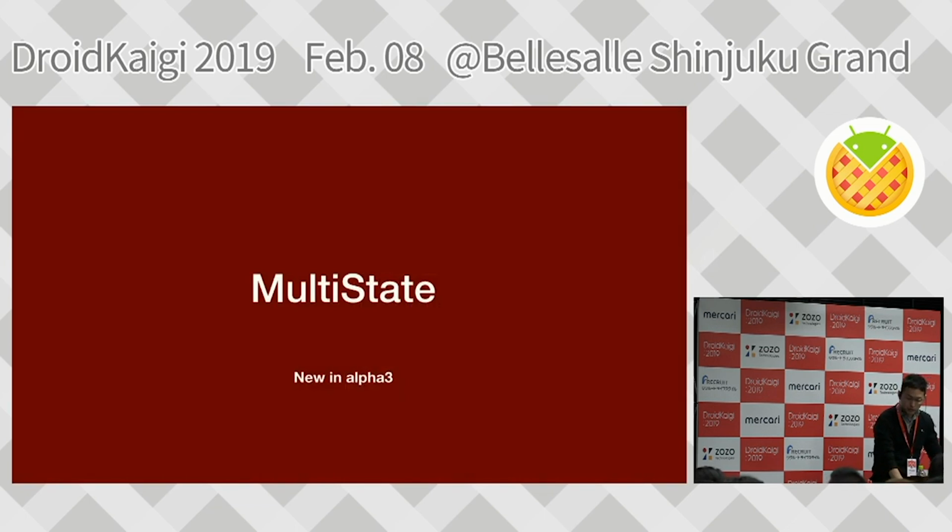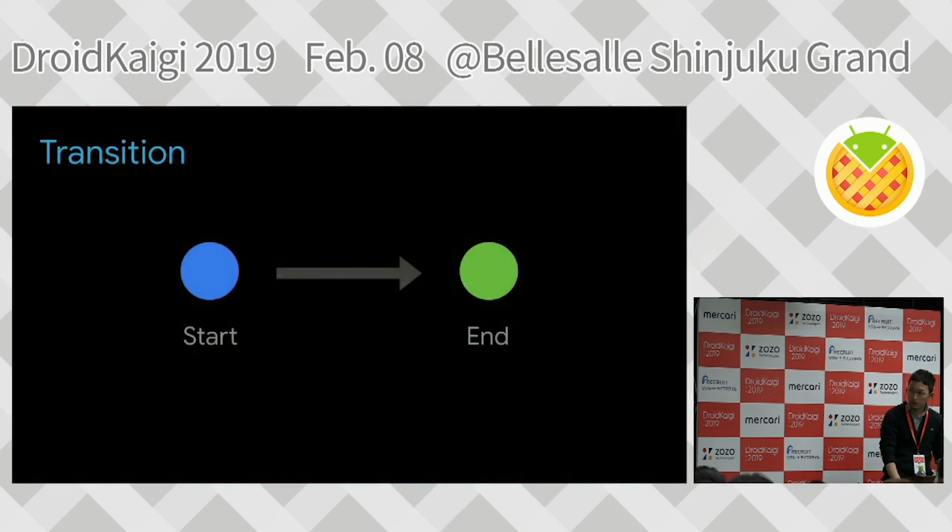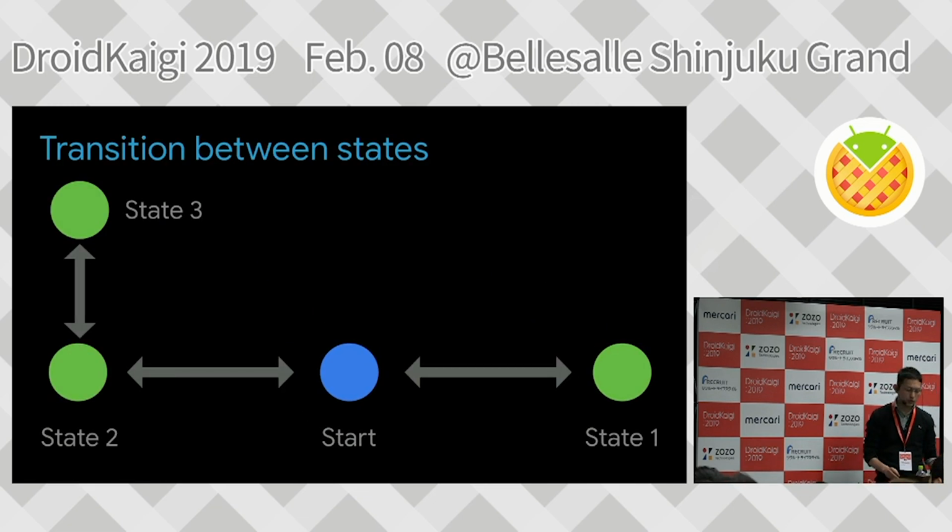The next one is multi-state. This illustrates a basic transition, and we have been talking about that having 2 constraint sets and 1 transition. But from Alpha 3 and moving forward, it's now possible to define more than 2 constraint sets and multiple transitions. Let me show you the example.